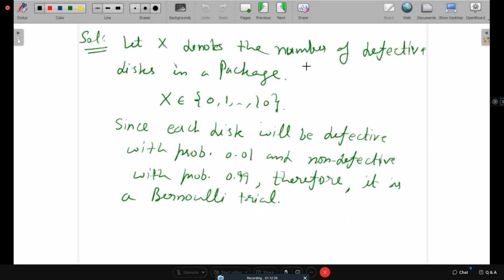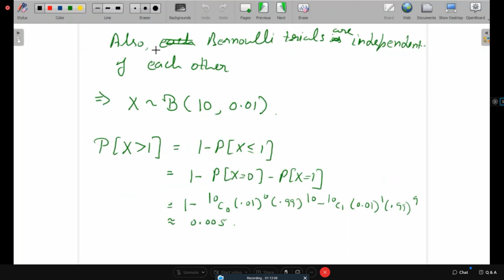So what I just said is here: let x denote the number of defective discs in a package. x can take any value, from 0 up to all of them being defective, so 0, 1, 2 and so on up to 10. Since each disc will be defective with probability 0.01 and non-defective with probability 0.99, it is a Bernoulli trial. Also, these Bernoulli trials are independent of each other, because the discs are defective or not defective independently. Therefore x will follow the binomial distribution with these parameters.